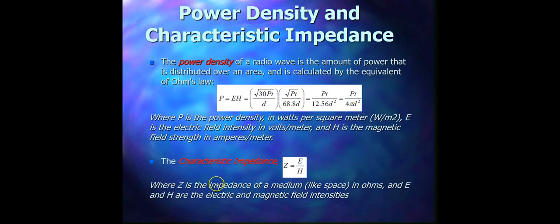Now next, here we have characteristic impedance, and it is given by this formula: Z equals E divided by H, where Z is the impedance of a medium, for example like space. If you talk about a transmission line, it needs to see a matched load at its end in order to transfer 100% of its energy and avoid any kind of reflection.